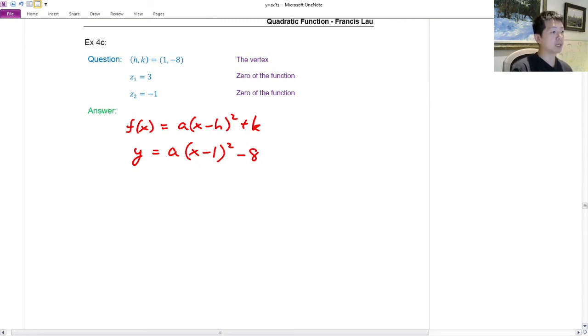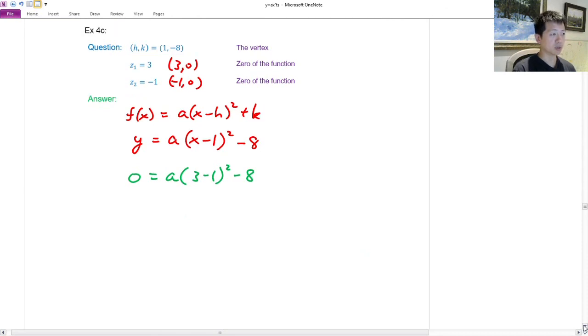Now I just need to plug in one of the zeros. Let's say the zero is basically (3, 0) or (minus 1, 0). I'll just use the 3, okay? I just need to use one of the zeros. And this is 0 equals a times (3 minus 1) squared minus 8. Remember, a zero is basically the x-intercept, so it is on the x-axis. That's why the y coordinate of the zero is always 0. Okay, you can replay what I just said if it's too fast.